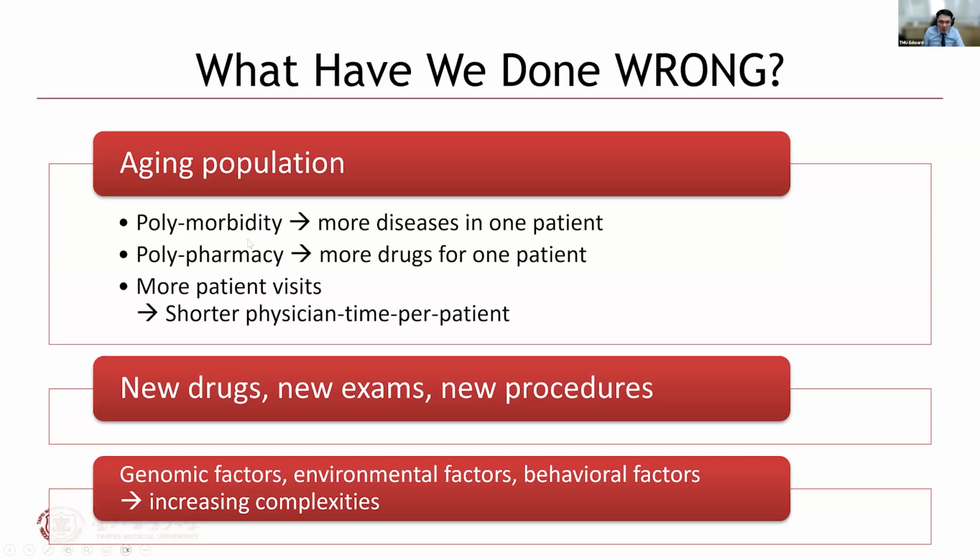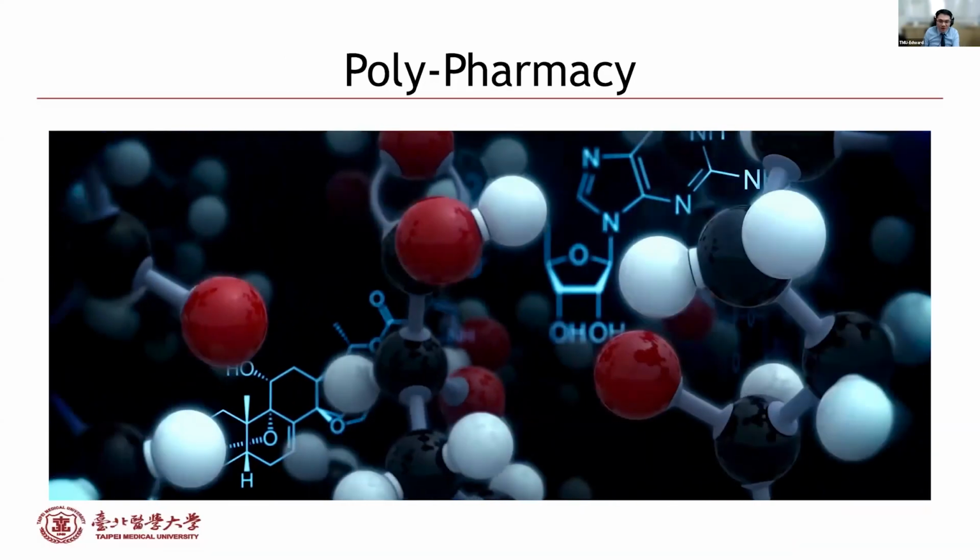Actually, we not only have polymorbidity and polypharmacy, we also have new drugs, new examinations, and new procedures. A lot of them, and they are very popular now. We have genomic diagnosis, and we also need to know environmental factors like air pollution, and behavior factors like whether you exercise or smoke. So we have a lot to check, but we don't have enough time, and we also have an aging population.